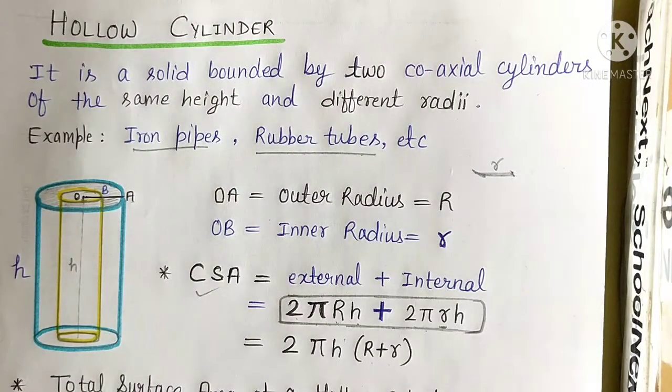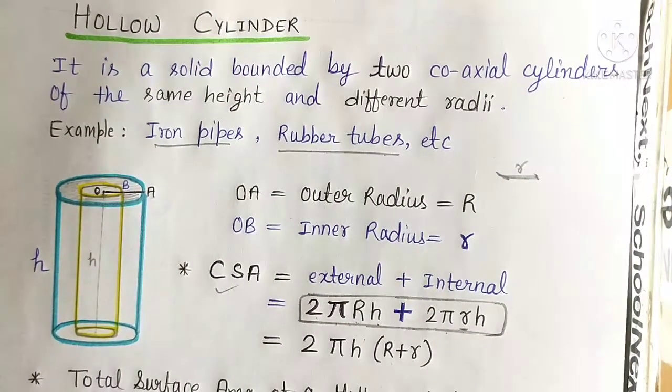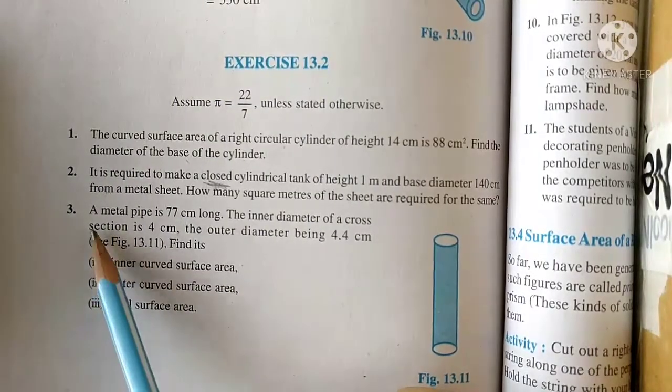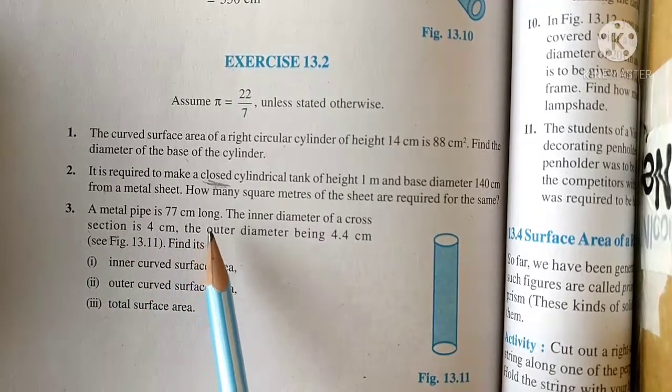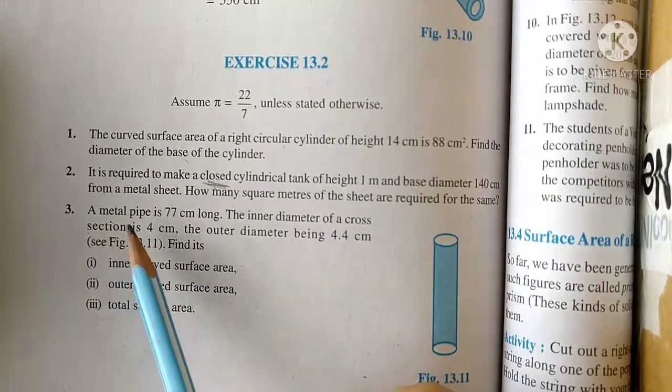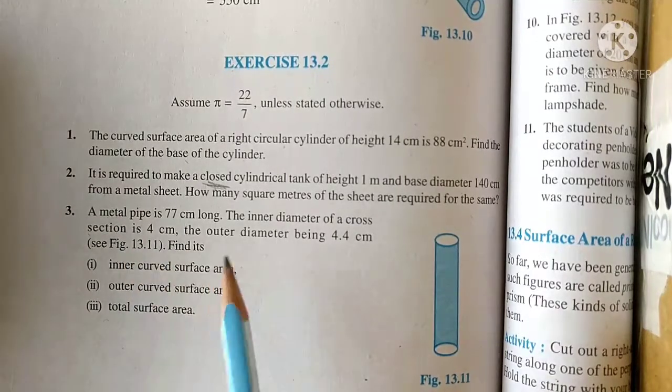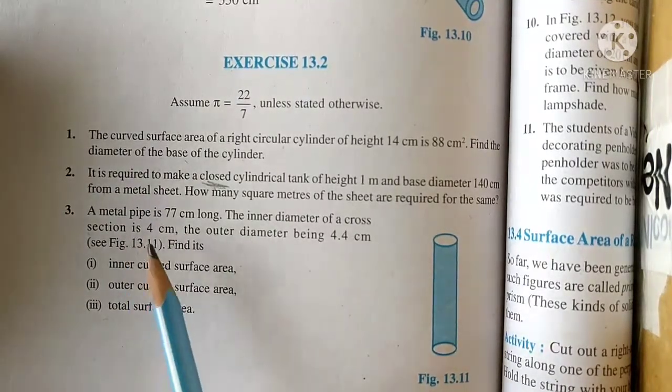So next question is question number 3, which is based on hollow cylinder only. So let's do that question. As you can see here, a metal pipe is 77 centimeter long. Now what are they talking about? A metal pipe. It means they are talking about a hollow cylinder. The inner diameter of a cross section is 4 centimeter.